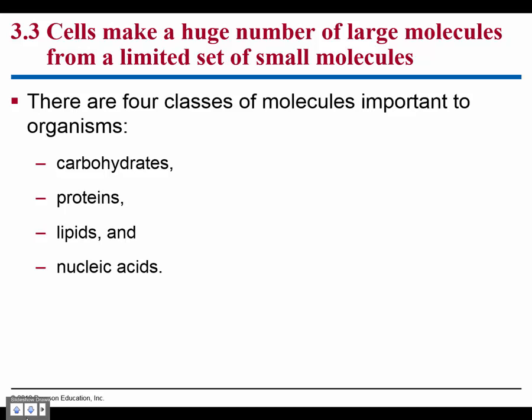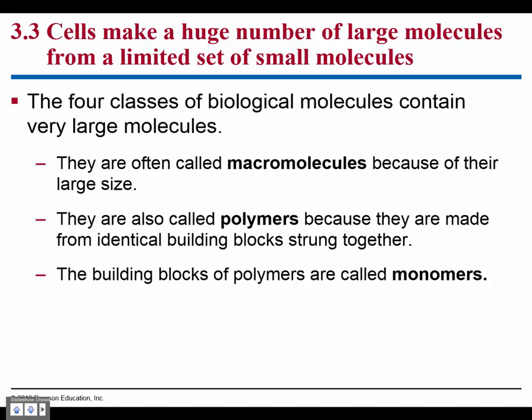So 4 classes of molecules. When we're talking about biology, they're really important. Your carbohydrates, your proteins, your lipids, and your nucleic acids. And that's why we split this chapter up into 5 different sets. We're going to go over each of those. They make large molecules, and so we often call them macromolecules. They're also called polymers because they have the same kind of building blocks.